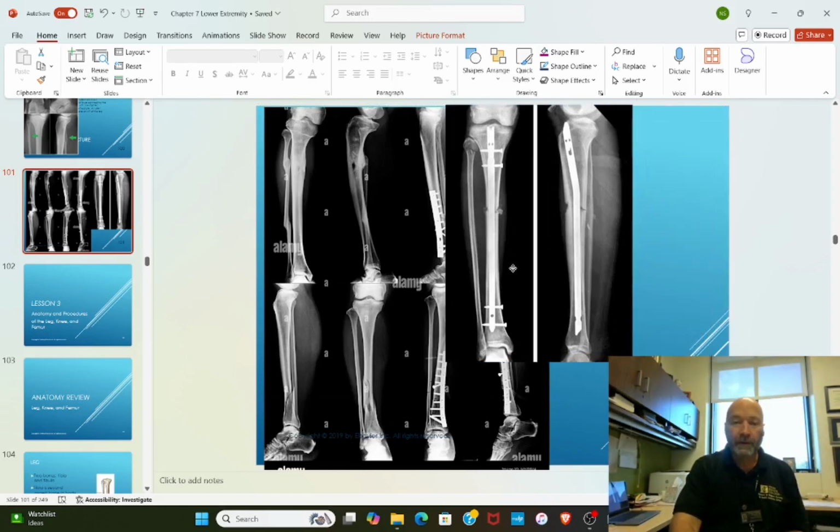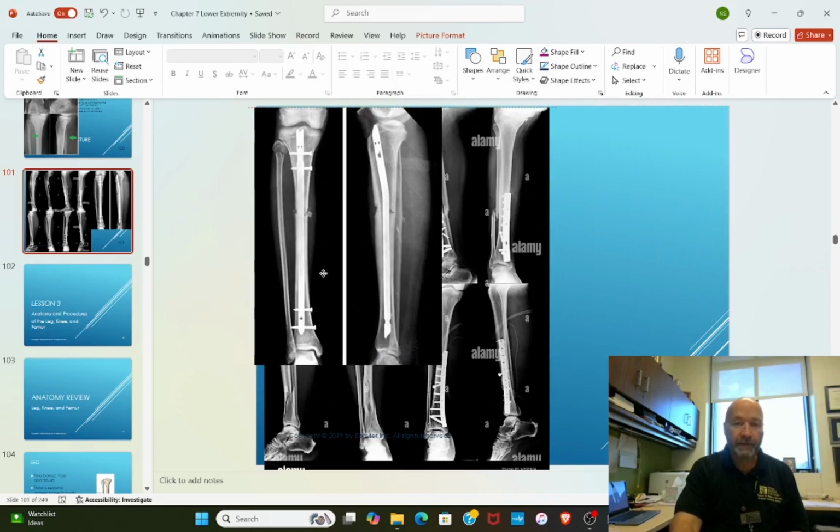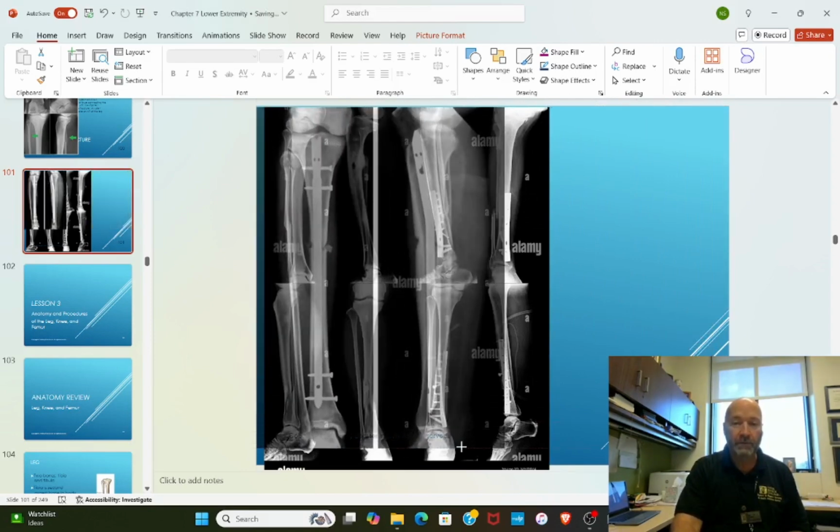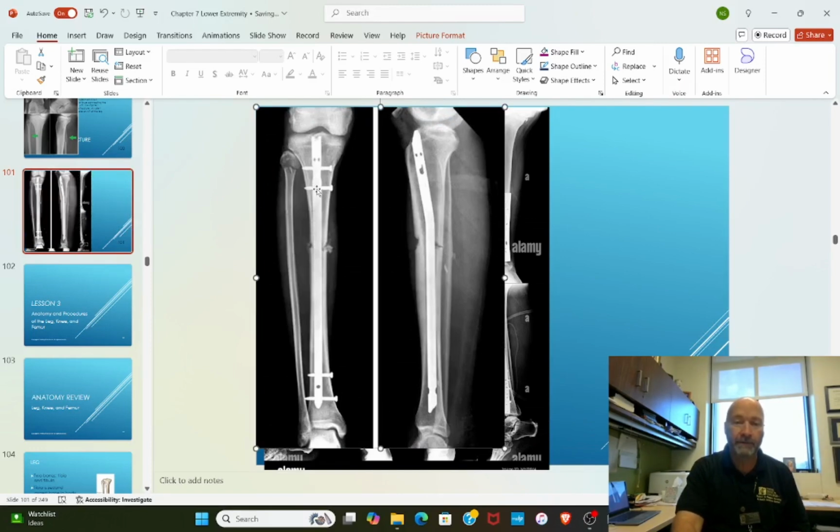Also, depending on where the fracture is, if we really need some stability, then what they can do is what we refer to as an intramedullary rod. So what they do with that is they poke a hole in the proximal portion of the tibia and they hollow out the medullary cavity.